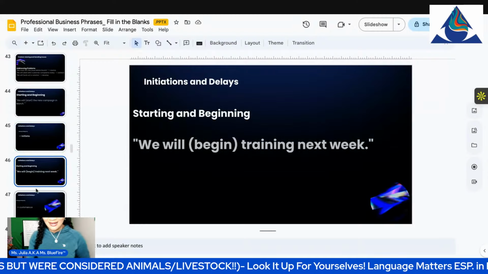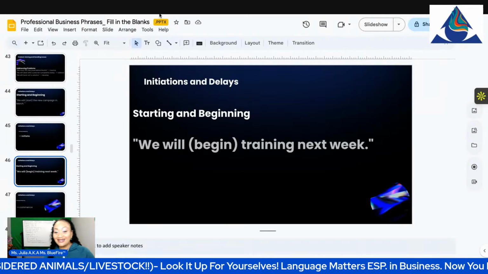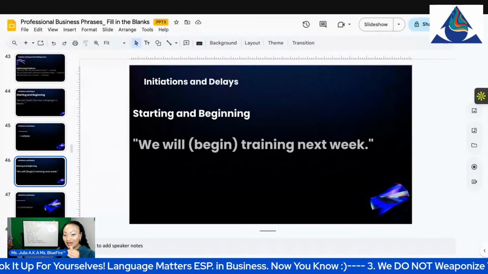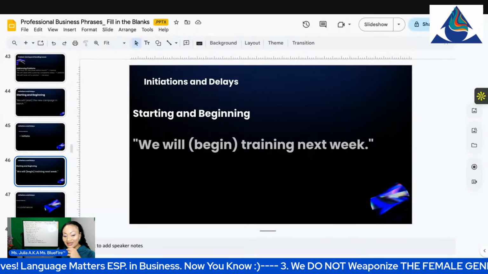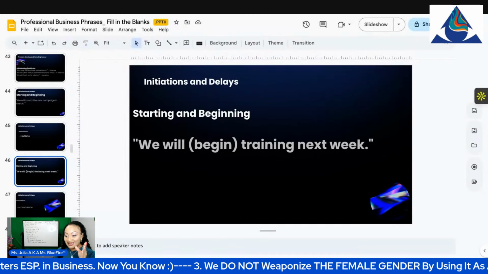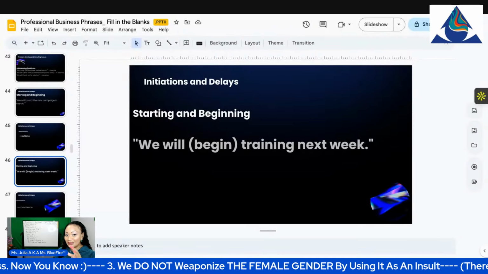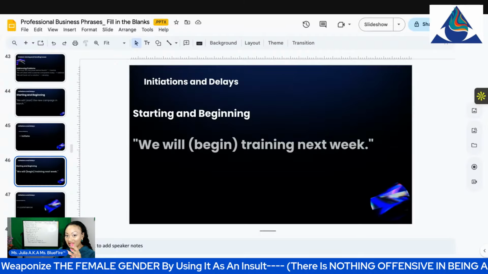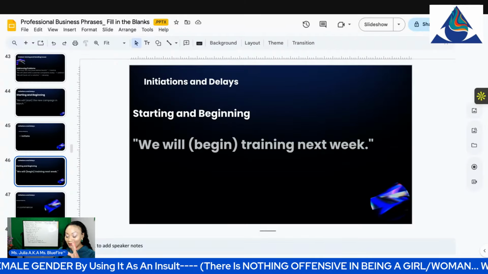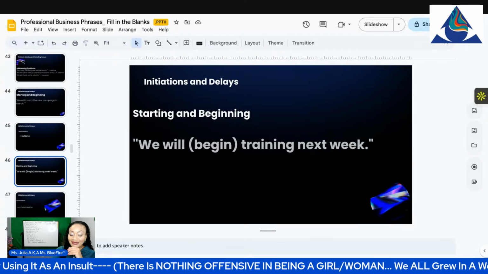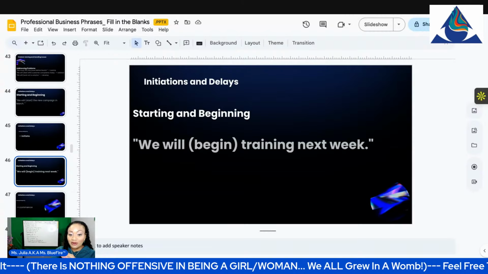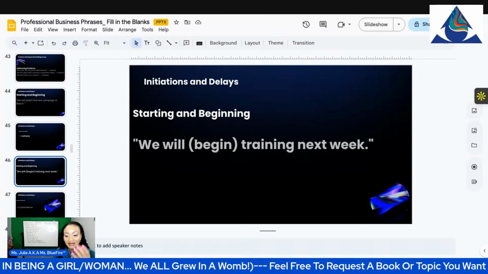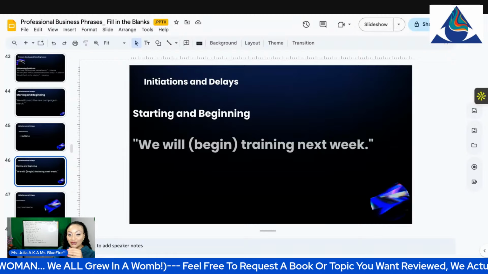We will begin training next week. We will begin. See, now you see, start, you see, this is why context is so important, because starting and beginning actually have the same meaning, but in business language it can be skewed differently, right? Just like pay. I'll go to that soon. So we will begin training next week. A word for that is commence. We will commence training next week.